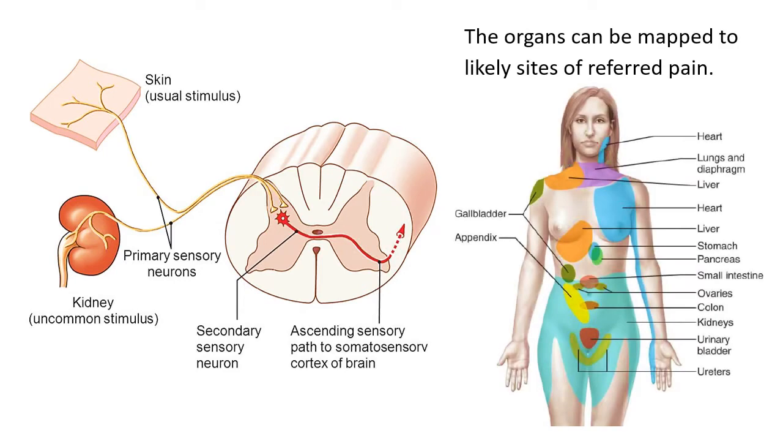Because the neurons sharing this way have been identified and are often talked about as dermatomes, we can map the likely sites of pain related to specific organs. Of course, one of the most well known is the heart and the skin of the left arm and shoulder, or of course the gallbladder and the right shoulder.